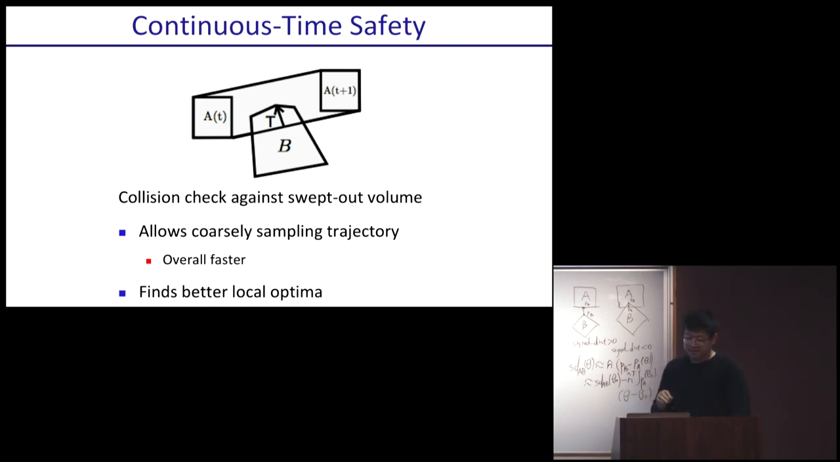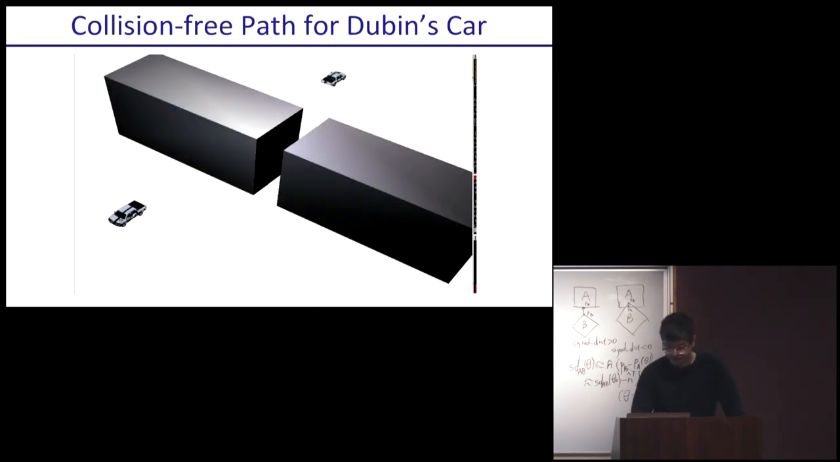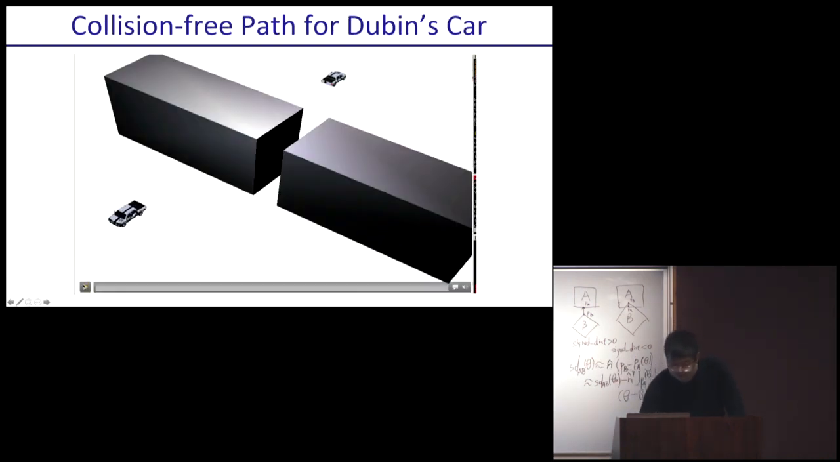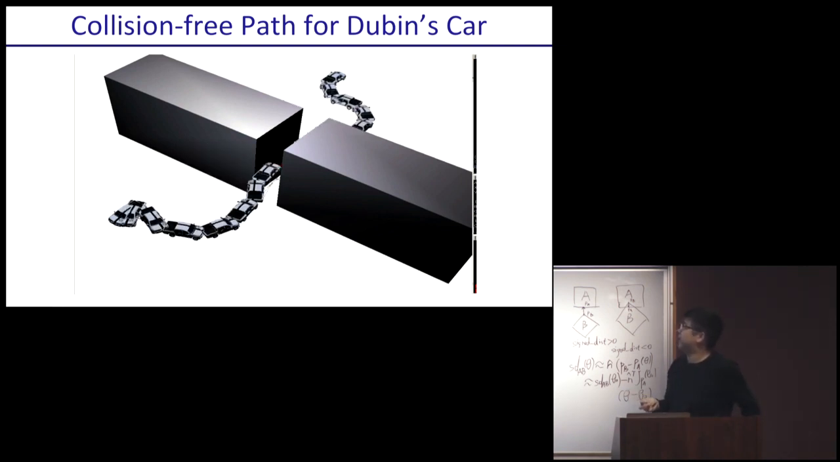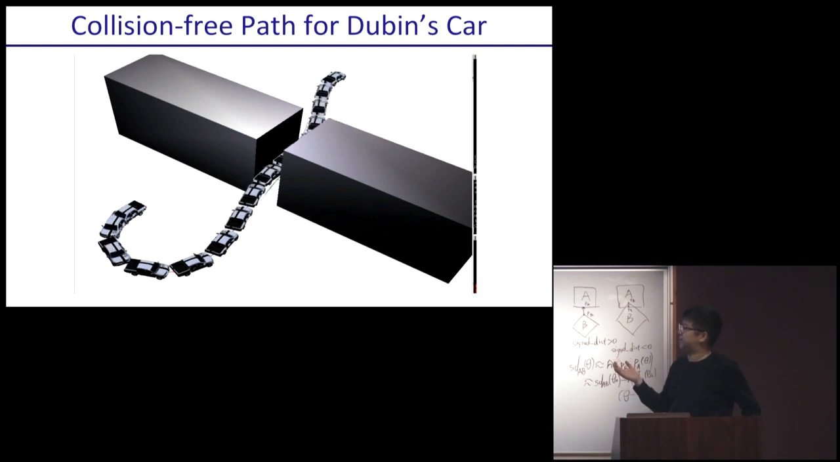And also, this method finds better local optima because you check the volume instead of time step points. So this is another thing. Now we will see some examples. This is the collision-free path for Dubin's car. It starts in collision with some body, and after the optimization we just derived, it finds a path so that there is no collision, and it's a feasible path.